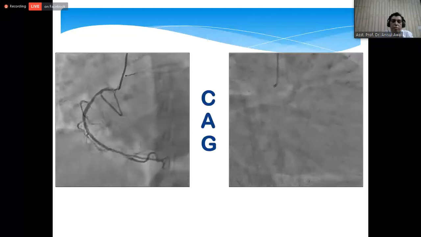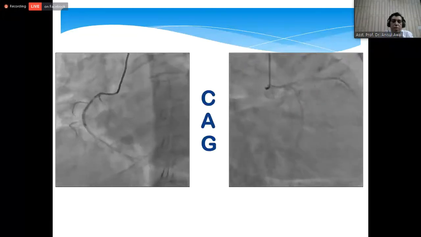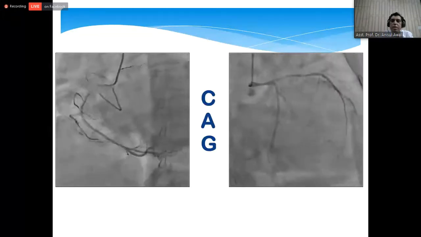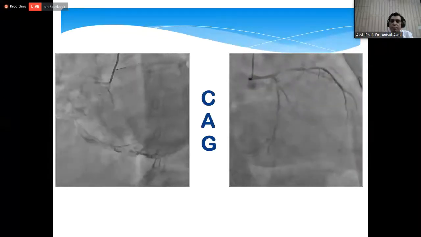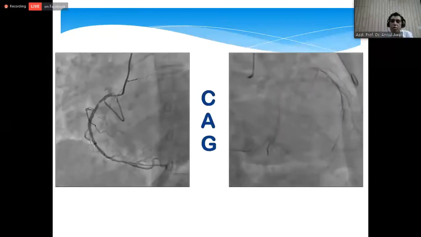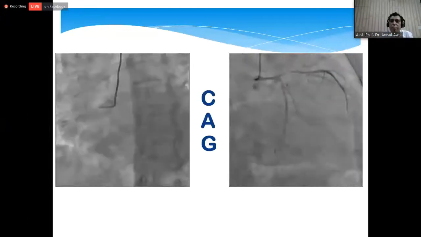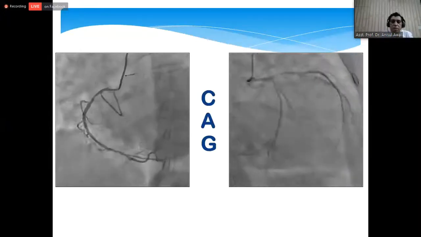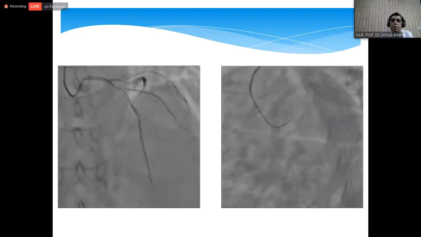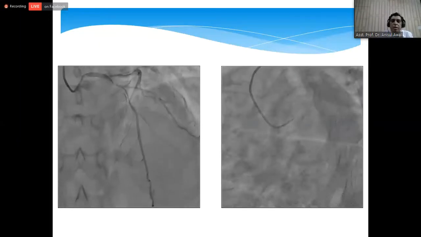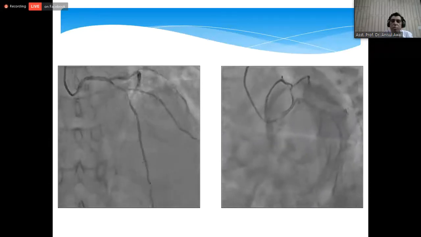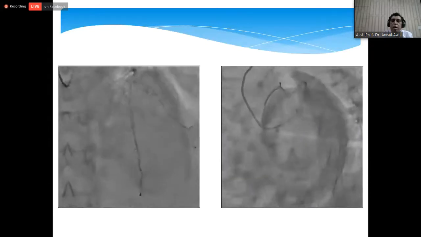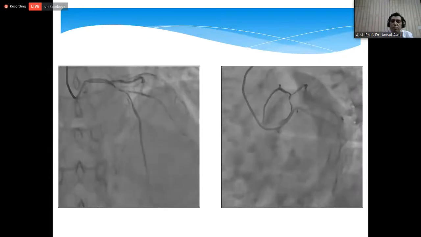This angiogram shows some lesion in the proximal RCA. In the left system there is a diffuse lesion in the LAD, and also a lesion in the left main from the mid to the distal. So this is a long lesion, and we calculated the heart SYNTAX score, which was low, around 21. So we decided to intervene, and we had the challenge of doing this case.